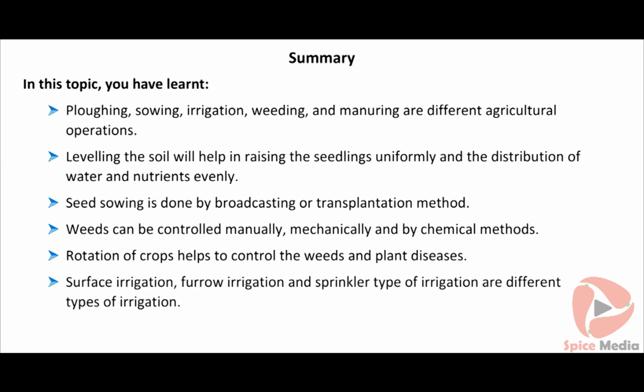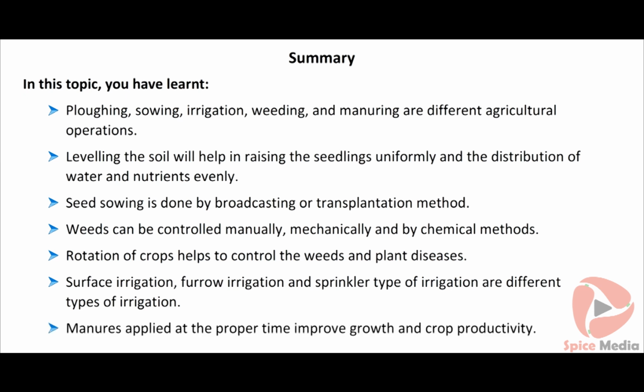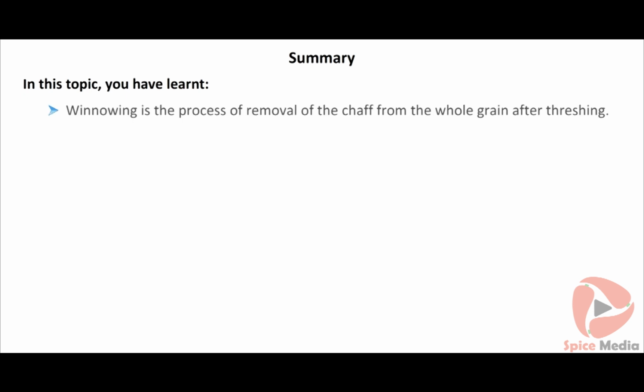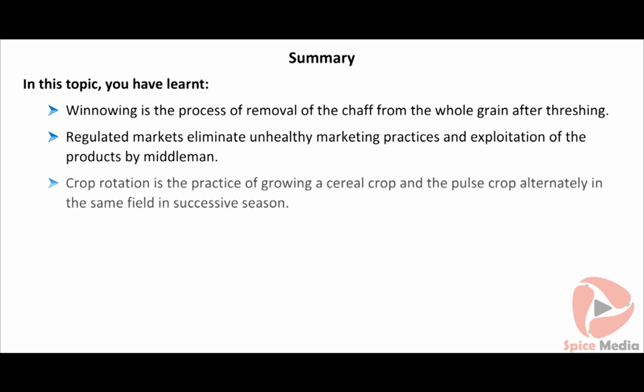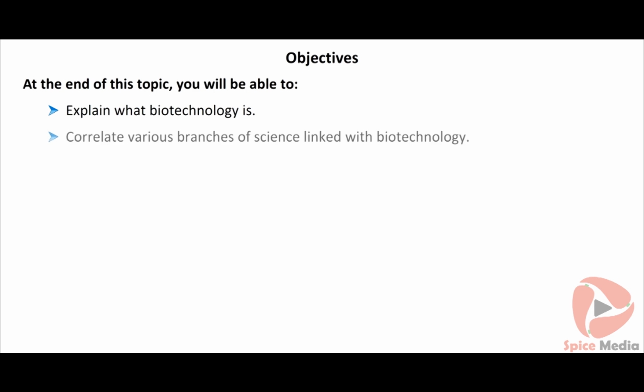Surface irrigation, furrow irrigation, and sprinkler type of irrigation are different types of irrigation. Manures applied at the proper time improve growth and crop productivity. Winnowing is the process of removal of the chaff from the whole grain after threshing. Regulated markets eliminate unhealthy marketing practices and exploitation of products by middlemen. Crop rotation is the practice of growing a cereal crop and the pulse crop alternately in the same field in successive seasons.